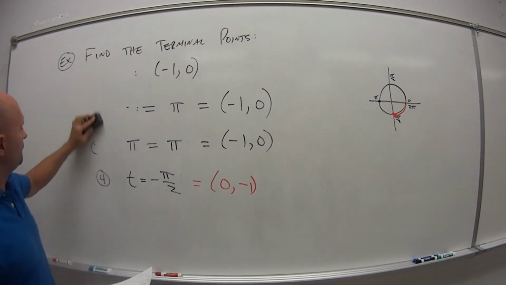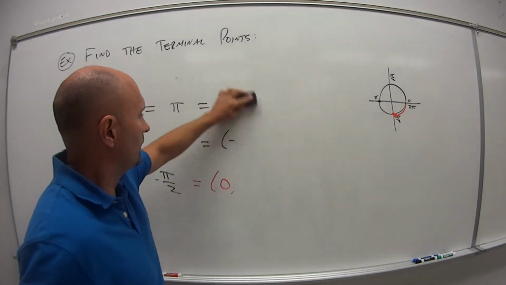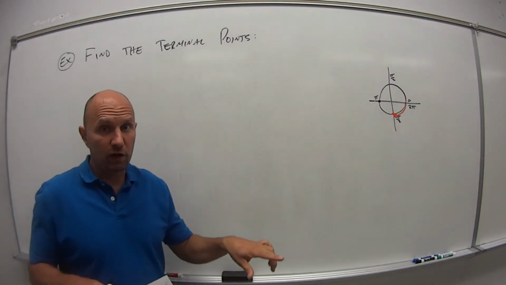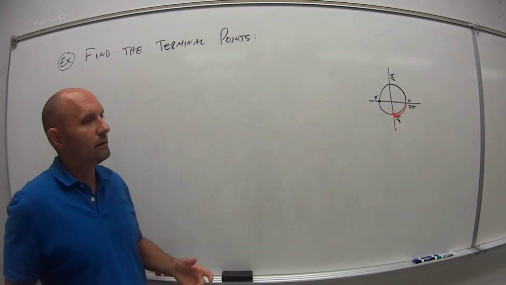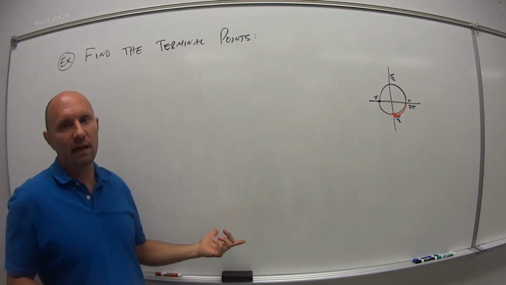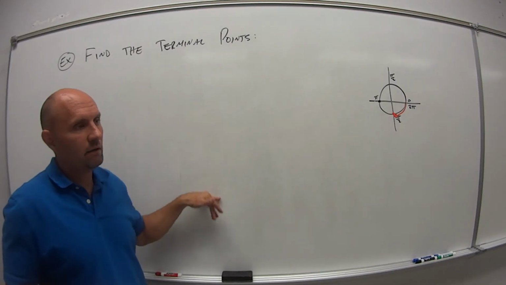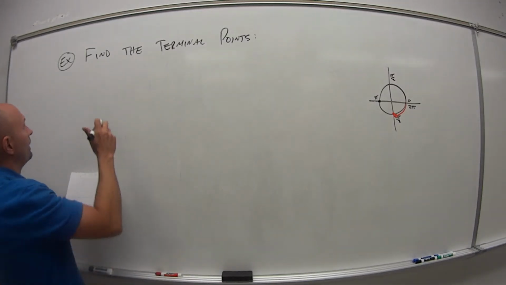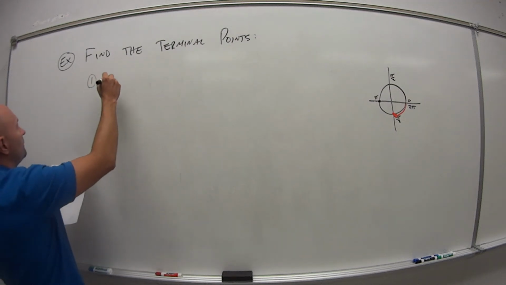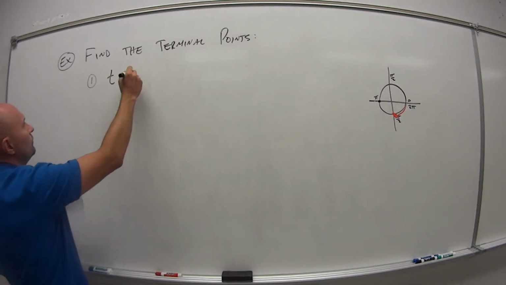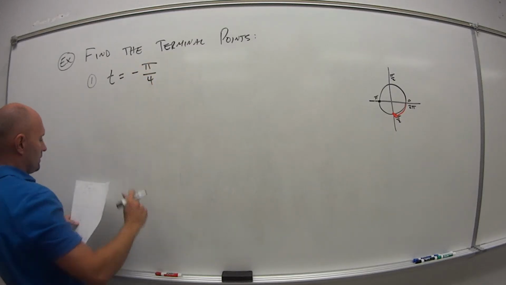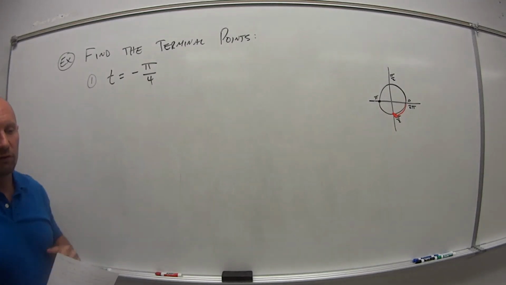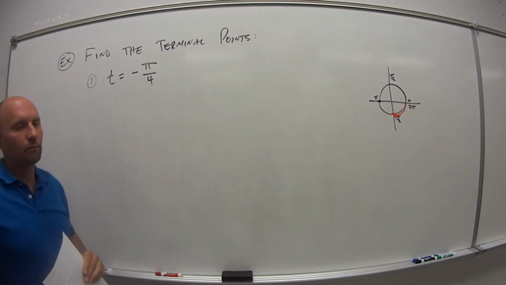All right, so let's do a few examples here. I'll give you the examples, and what I would suggest is as you work it out, just hit pause on your video player. Then when you think you have the answer, or if you get stuck, hit play again, and I'll work the problem out from that point. So we want to find the terminal points for the following. The first one is t equal to -pi/4. So go ahead, hit pause. Try to work this out. Once you're ready, come on back and I'll work it out.